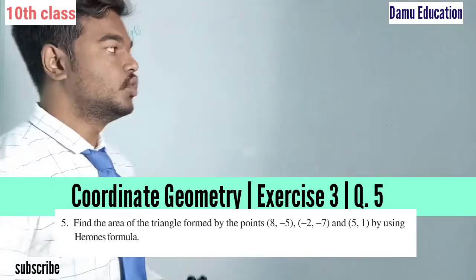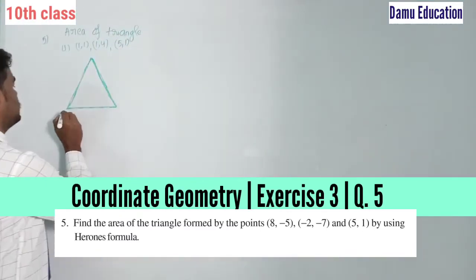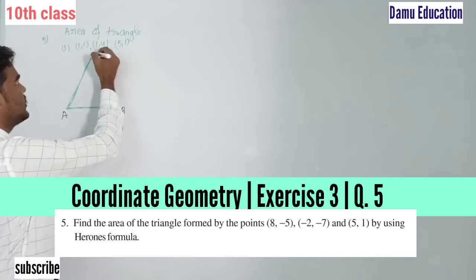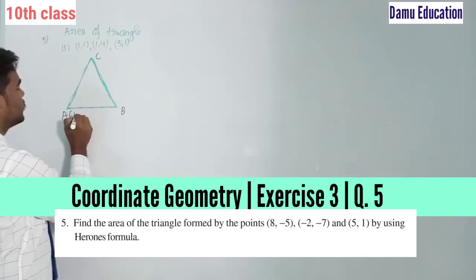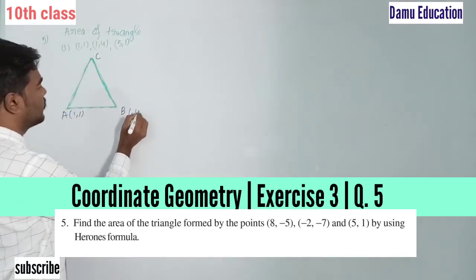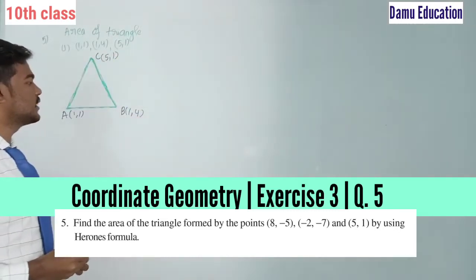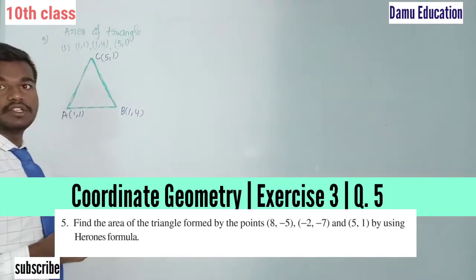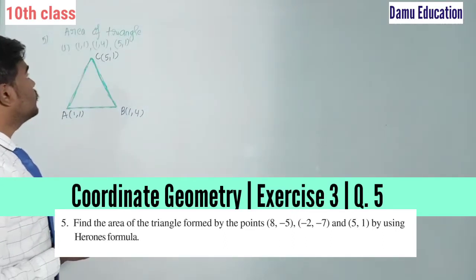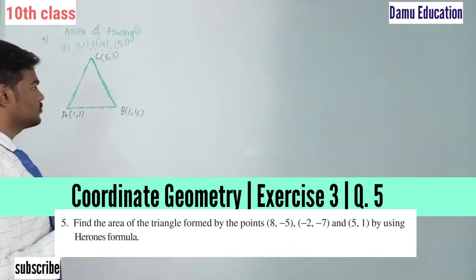So let's take triangle ABC. Here this is the point 1 comma 1 and this is 1 comma 4. Let's take 5 comma 1. So this is our triangle. Then what are the lengths? Let's calculate.